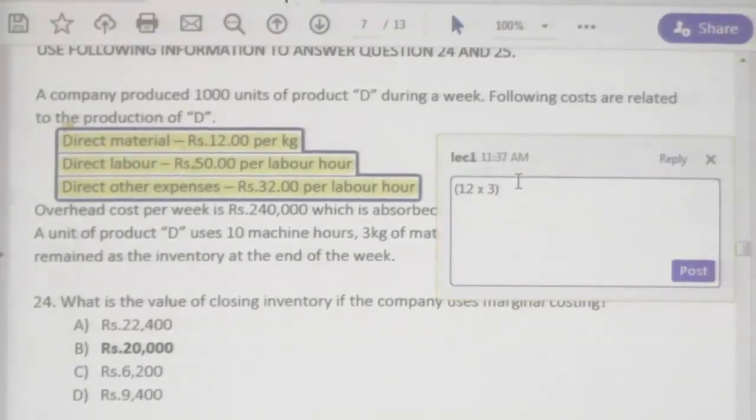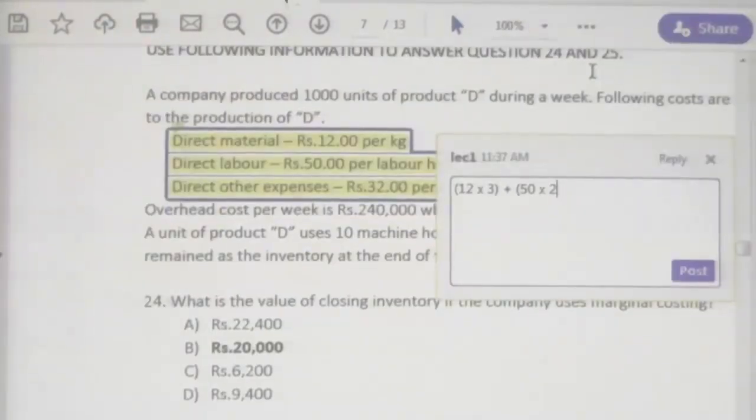Therefore, let us calculate 12 rupees into 3 kilograms, that is material. Then let us take labor. Labor requires 2 hours, 1 hour is 50 rupees. Therefore, 50 into 2 hours, that is labor. Then let's take variable overhead to get the total marginal cost. Variable overhead, direct other expenses, is 32 rupees per hour, again based on labor hours, therefore you will take 2 hours.